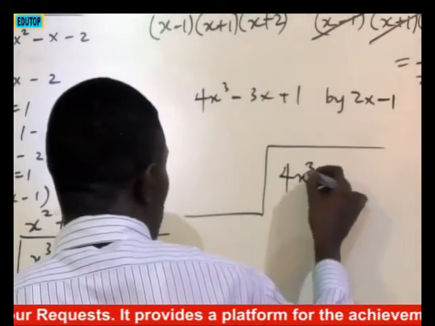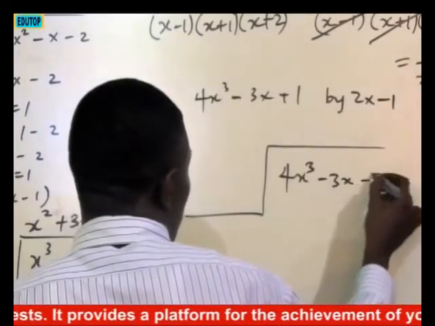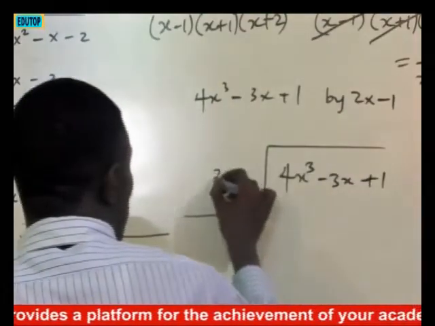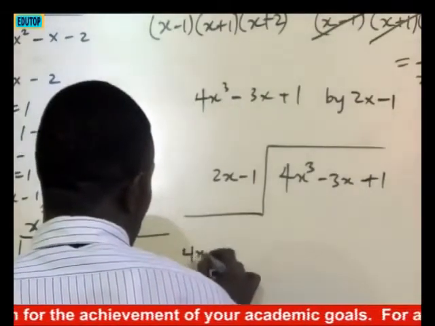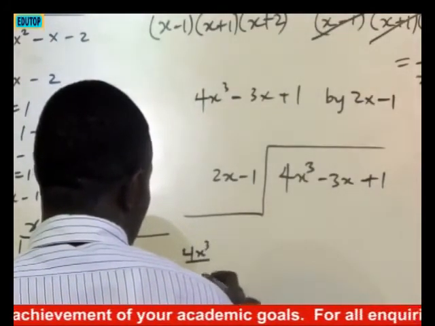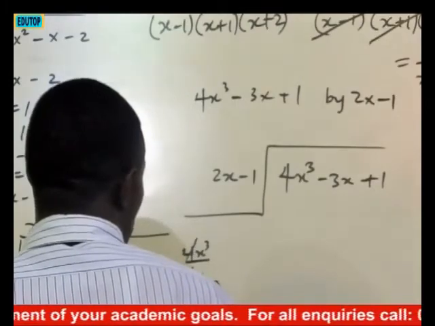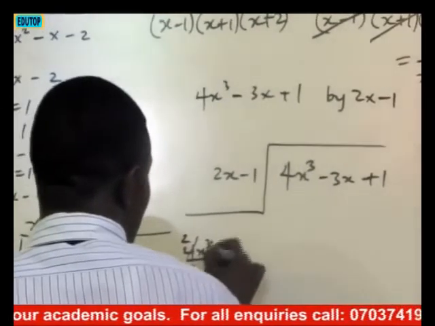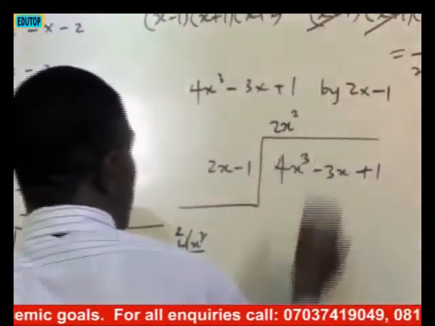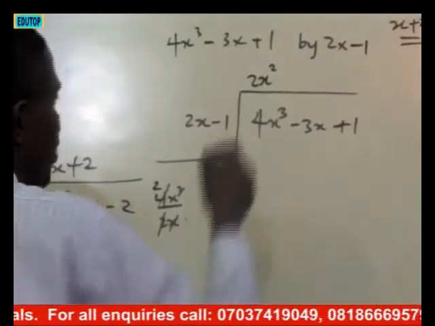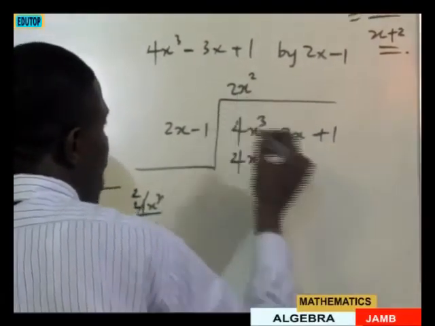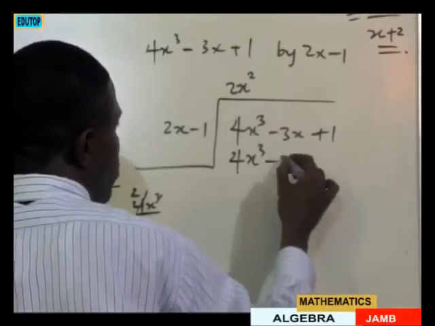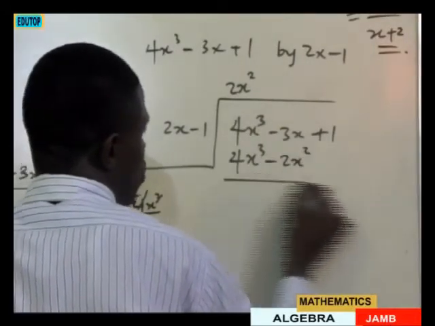That's 4x cubed minus 3x plus 1. I come here and write 2x minus 1. This divided by this, that's 4x cubed divided by 2x. 2 cancel, 2 in 4, 2. The x in it, that's 2x squared. So 2x squared multiplied by this, that gives me 4x cubed. This multiplied by this, I have minus 2x squared. So I subtract.